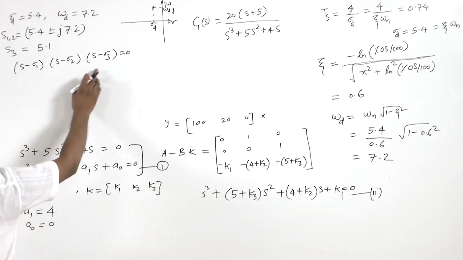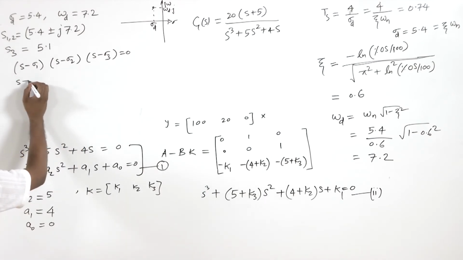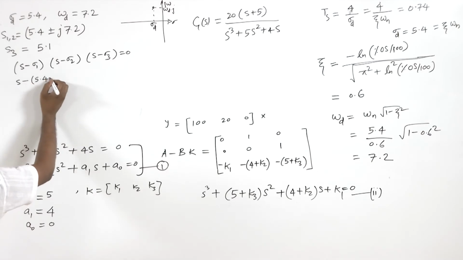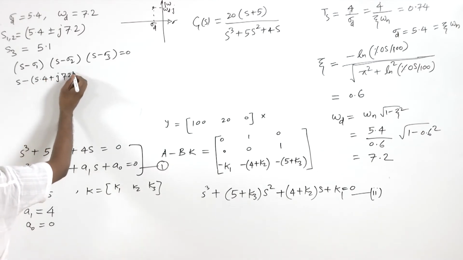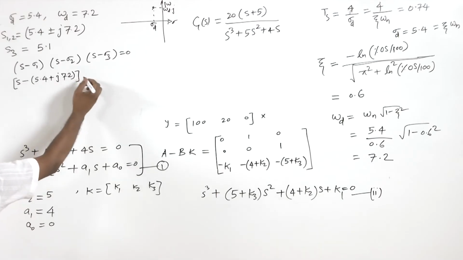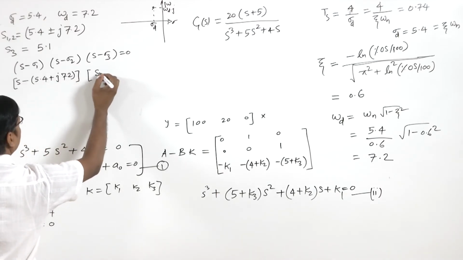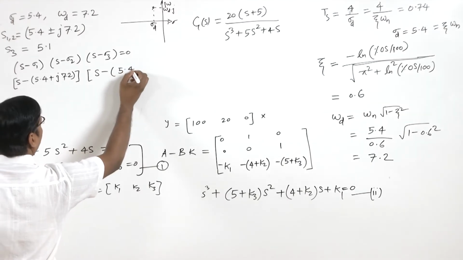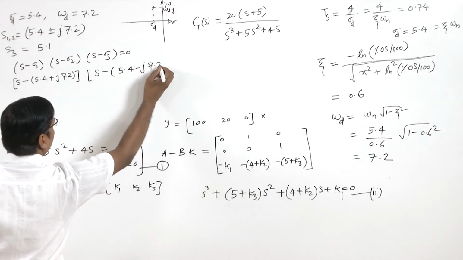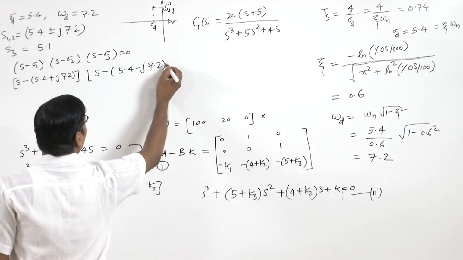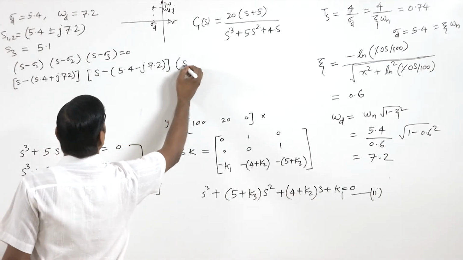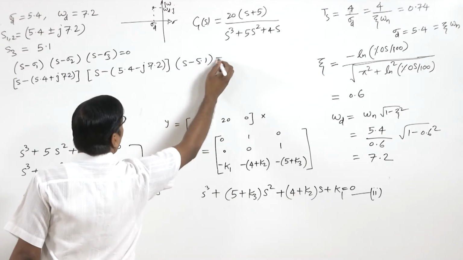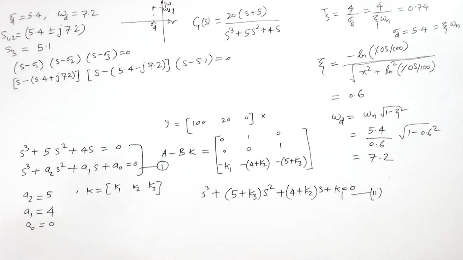If we have 3 poles, so S minus 5.4 plus j7.2, S minus 5.4 minus j7.2, and here S minus 5.1. So this is the characteristic equation. This is the desired characteristic equation, because these are the desired pole locations.